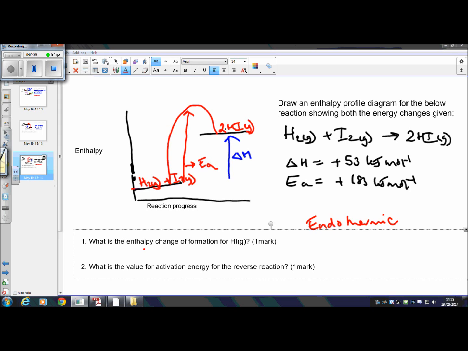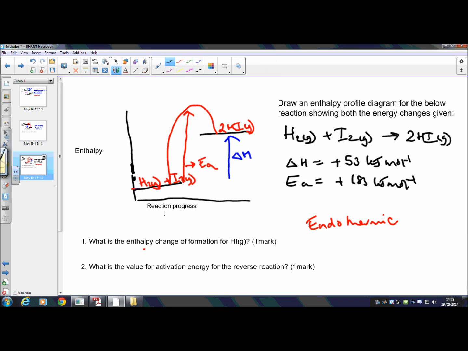So here you notice in this reaction diagram we've got 2 moles. The definition for enthalpy change of formation is the formation of 1 mole of substance. Okay, 1 mole. So what we need to do to get this into 1 mole is the value they're giving you for delta H, plus 53. So we have 53, and to get 2 into 1, you just divide by 2.